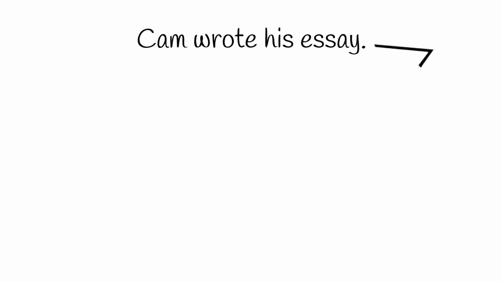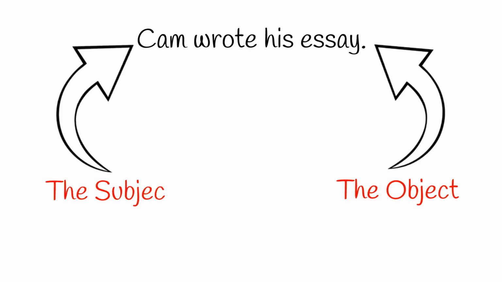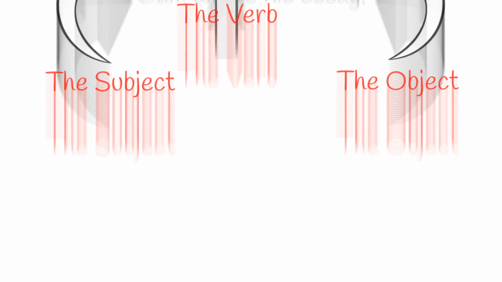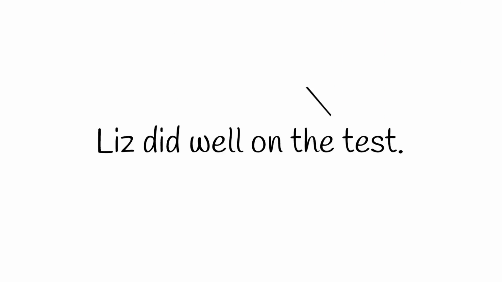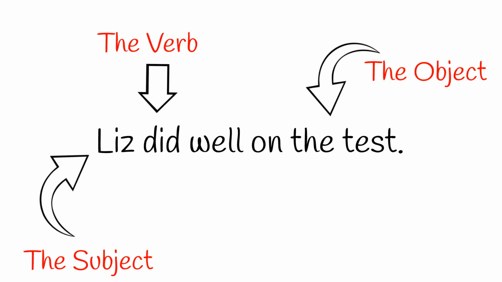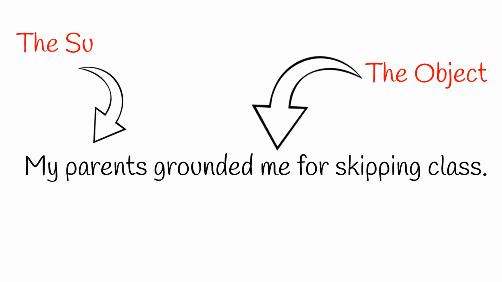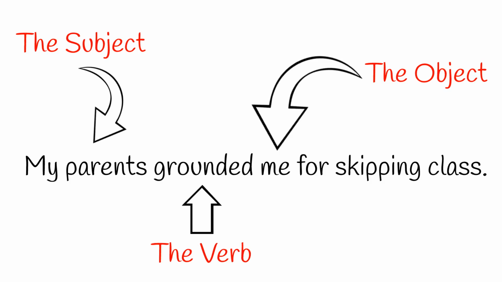In the first example, his essay is the object, since that is what Cam, the subject, is writing. Writing is the verb that he is using to act upon the object. In the second example, the test is the object. Liz is the subject and the verb or action is did. In the last example, I am the object, though it's written as me in the sentence. My parents are the subject and grounded is the verb or action.